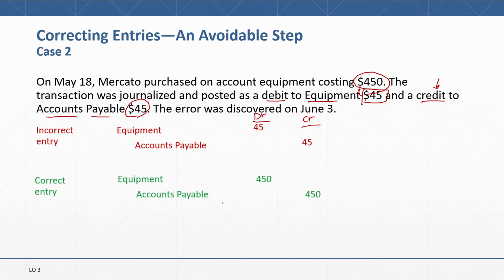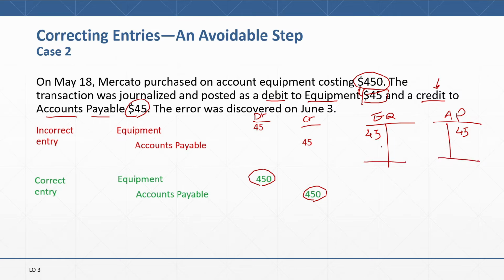This is the incorrect entry. The amount should have been $450. How to fix this? First, let's see what's going on here. We have the equipment account and accounts payable. The incorrect entry put $45 debit under equipment and $45 credit under accounts payable. But in fact, assuming there was no beginning balance, the balance should have been $450, right?